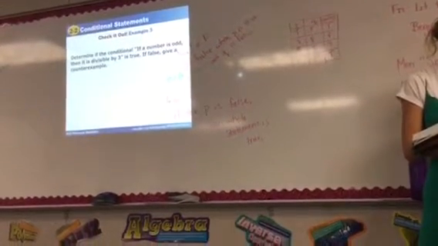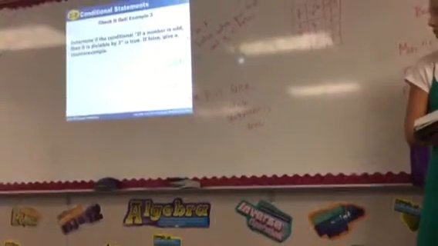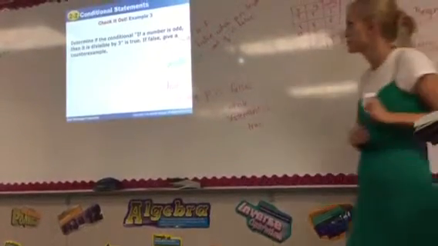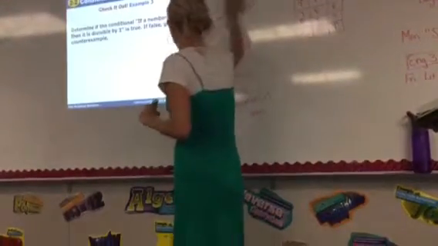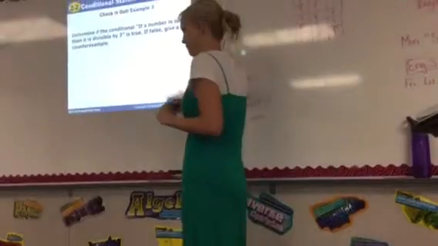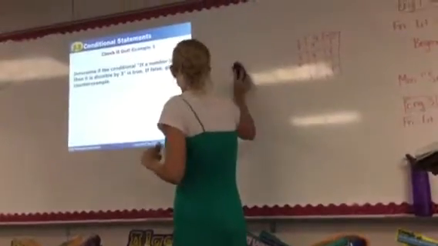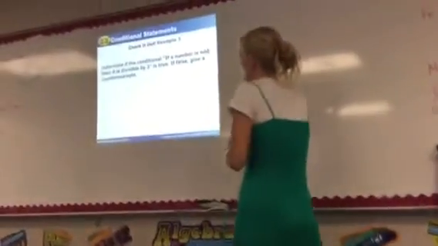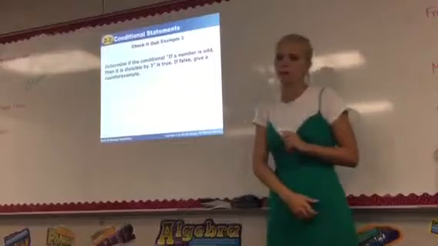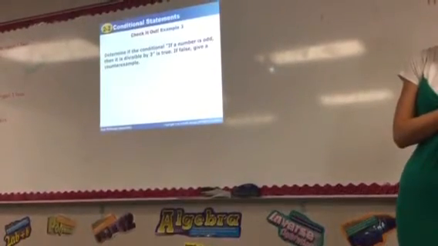If a number is odd, then it is divisible by 3. If false, give a counterexample. I believe this is all on your paper, but we'll do it anyway. Is that a true statement? We can just talk about this.